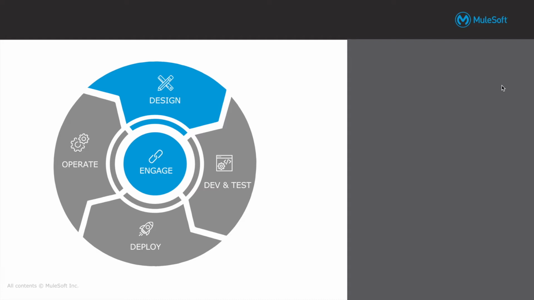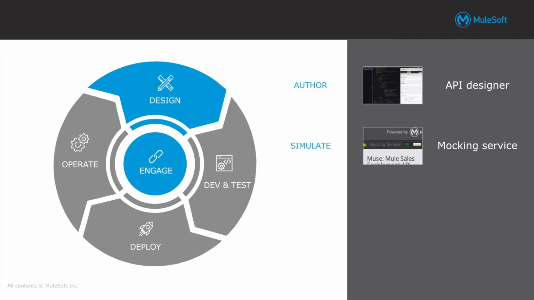The first phase of the API lifecycle we're going to explore is the design phase. In that phase, we will see how we can leverage the Visual API Designer to actually lay out our API. Once we do that, we'll turn on our mock service and see how from that API spec, we can actually provide a simulation of that API with a mock endpoint that will allow my consumer to explore the API.